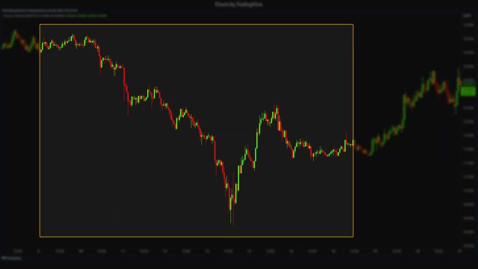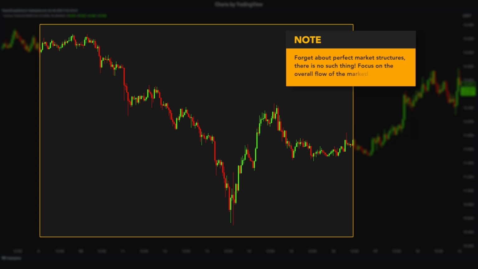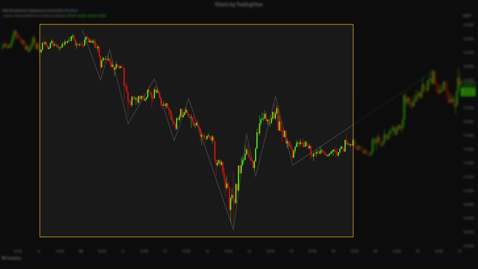Let's visualize the overall market structure. Please note that you do not need to think of perfect structures with perfect higher highs or lower lows. Real charts are far from perfect, and they could be quite complex.